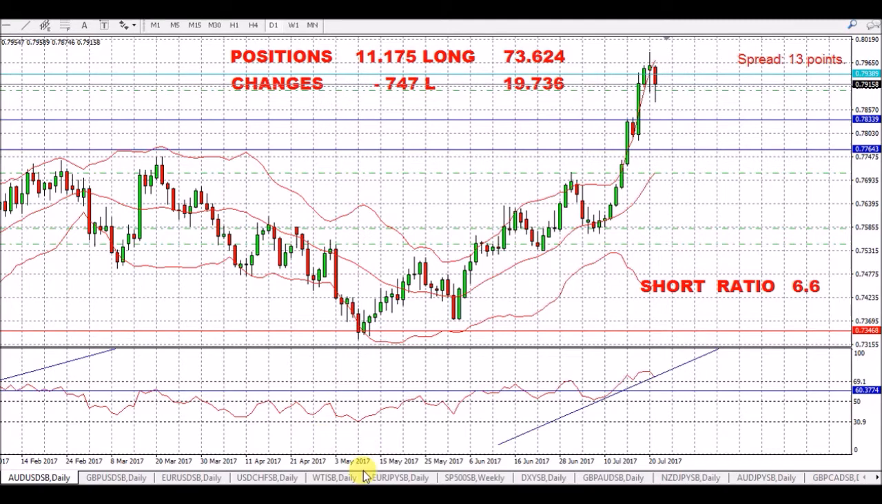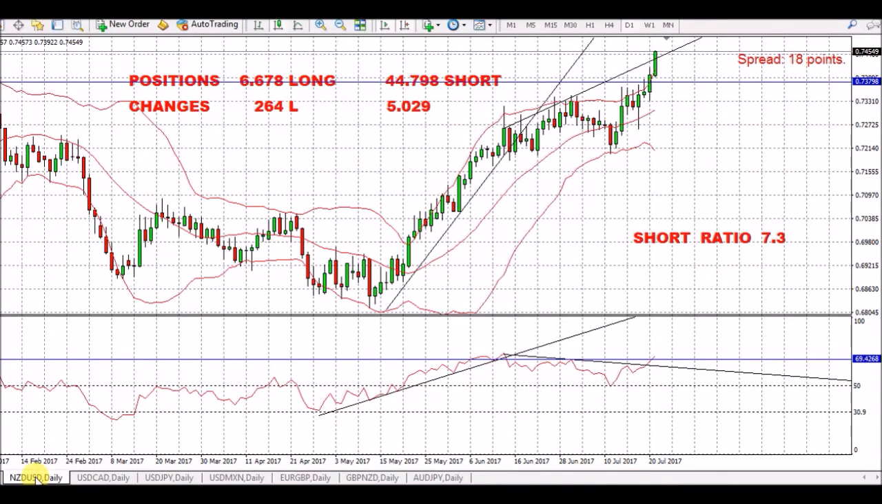The other one we want to have a look at is the New Zealand dollar, US dollar. There's a short between the candles chart. There is a divergence between the candle chart and the RSI, where the RSI has made a lower low, but the candles have made a higher high. This is called a divergence, and it also means that we are looking for this to go down. The short ratio on this pair is 7.3 to 1.